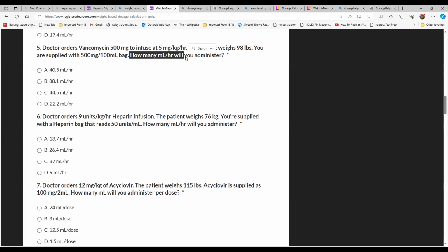Take your weight, which is 98. Take your desired dose, which is 5 milligrams per kilogram per hour, and take what you have on hand. 500 milligrams per 100 mLs. That's what matters there.